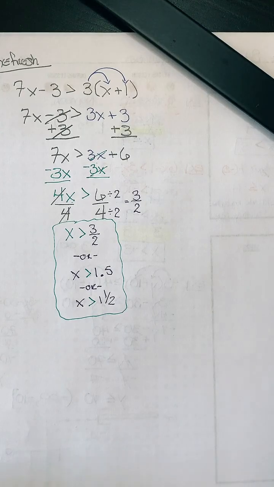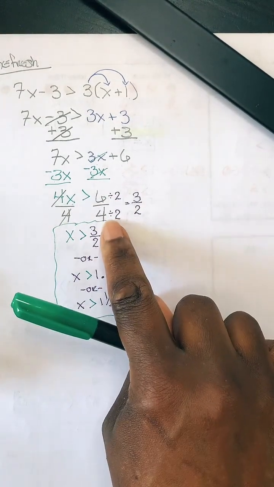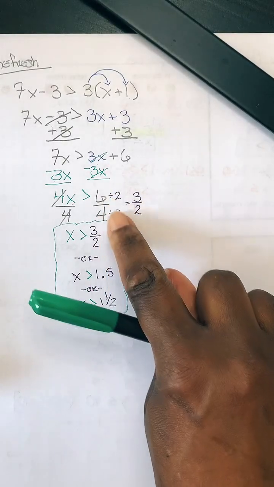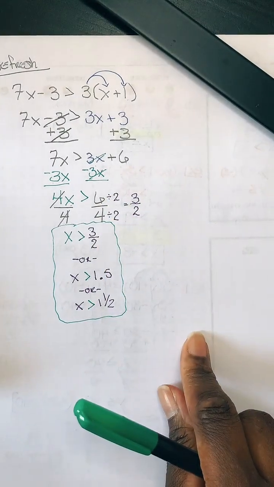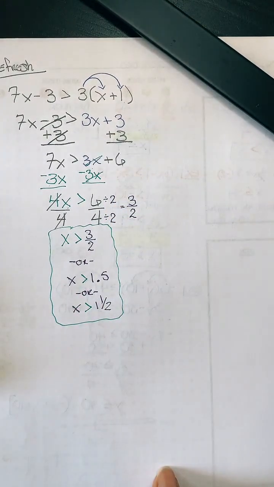So why do you divide by 2 there? Because I'm reducing it. 6/4 needs to be reduced if I need to simplify it. So 6 and 4, they both have 2 in common. So they're both seen in the 2 times table.